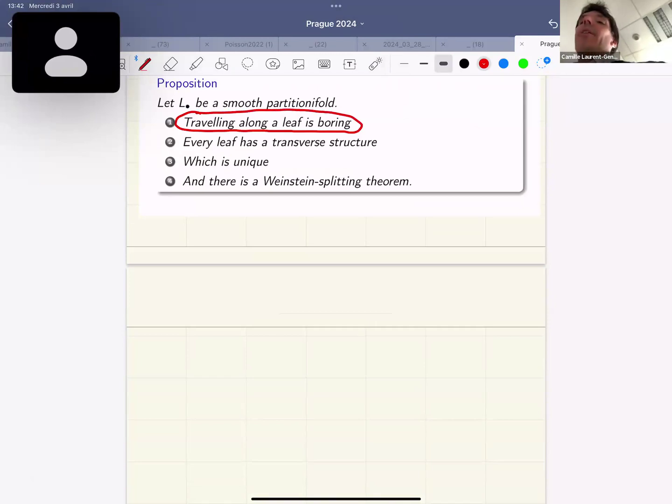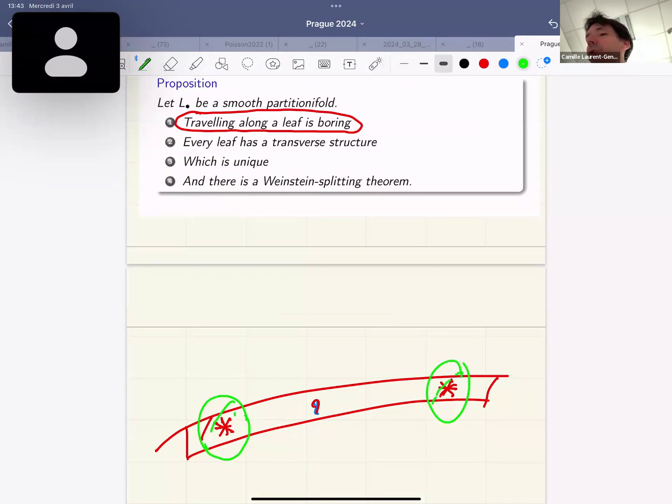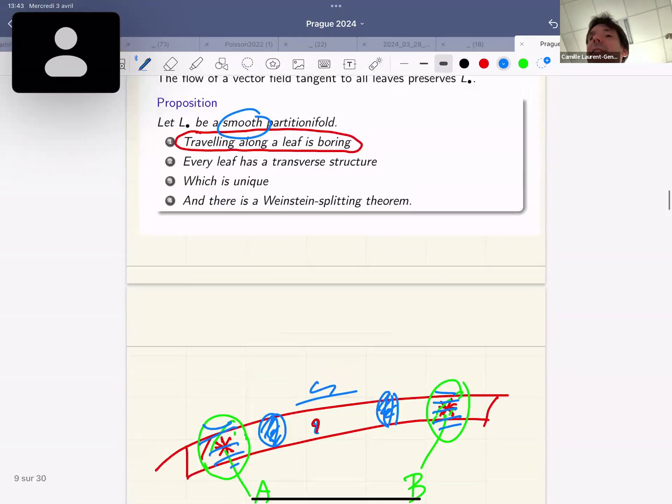Traveling along a leaf is boring. What do we mean? It means that if we take a leaf, maybe of dimension 2, for instance, and you take two points on the leaf, like this point A and this point B, and you look at what is going on in a neighborhood, where you have a smooth partitionifold, so a smooth partition by leaves, under this assumption of smoothness, you can show that in fact they are the same. So two points in the same leaf have neighborhoods where in fact what we have is the same smooth partitionifold. Is it clear, this property?